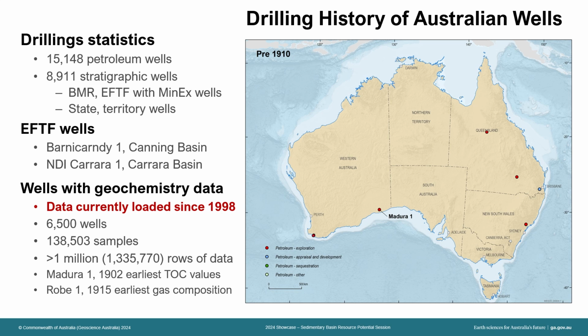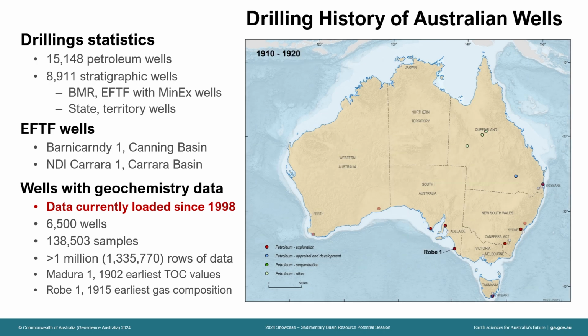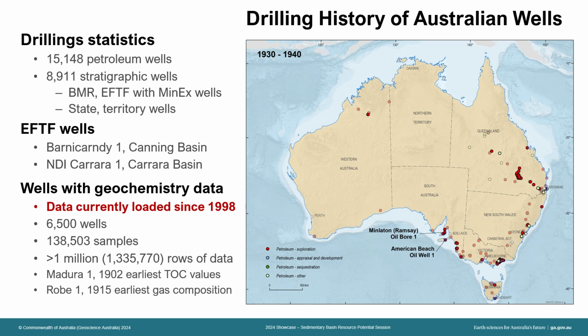with the earliest total organic carbon values being recorded in Majura 1 in 1902. And the earliest gas composition is from Robe 1, drilled in 1915. Interestingly, some of these early wells record high hydrogen values, as explored in Chris Boren's Natural Hydrogen talk.